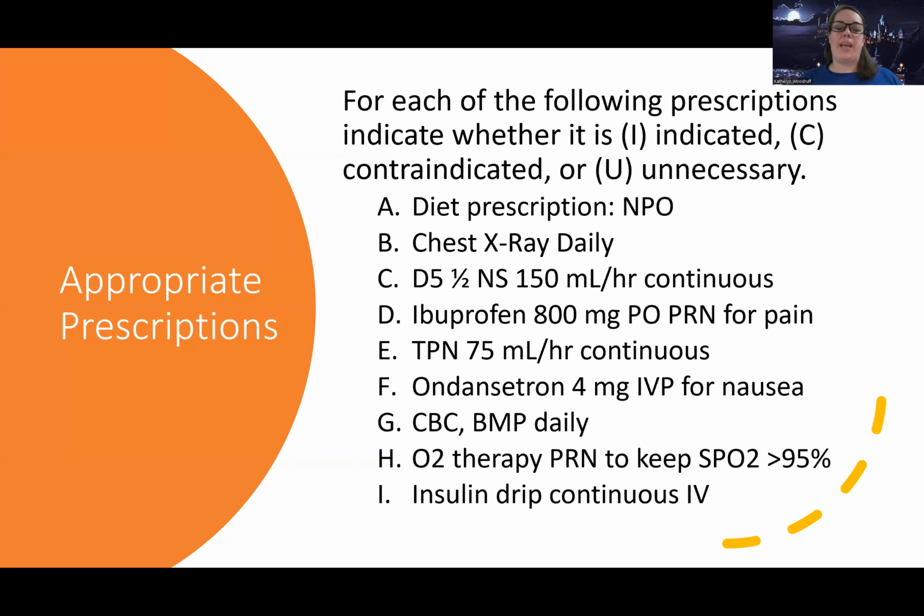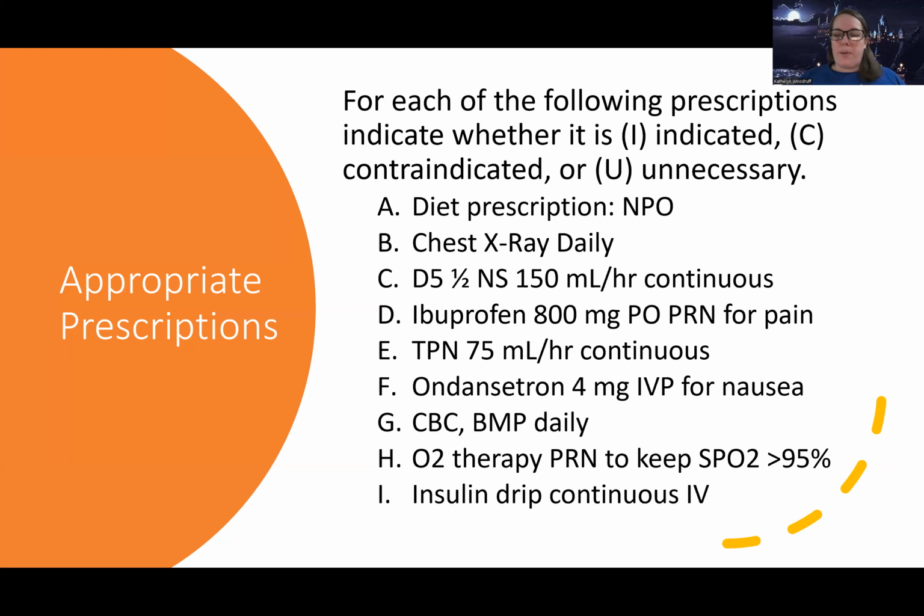CBC and BMP daily. So a CBC lets us know what their white blood cell count is. It lets us know what their hemoglobin is, their platelets, and then a BMP tells us about electrolytes and kidney function. So all of these can be affected with pancreatitis. So I would think it's indicated.